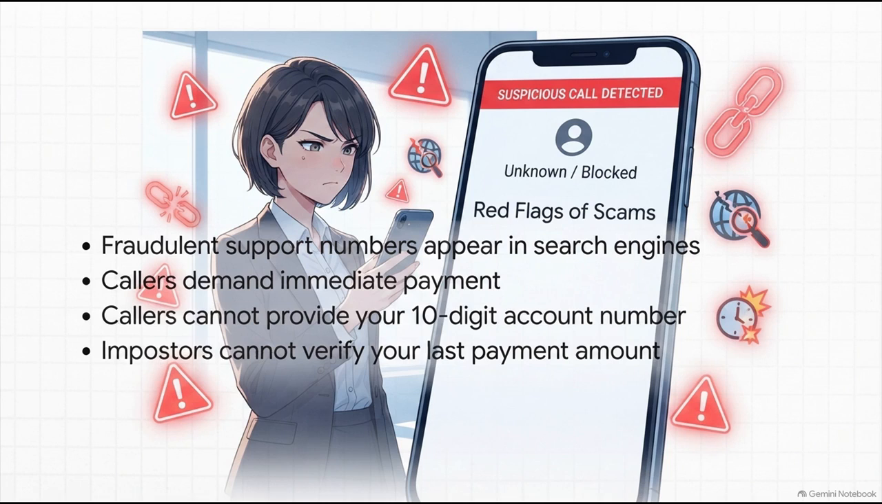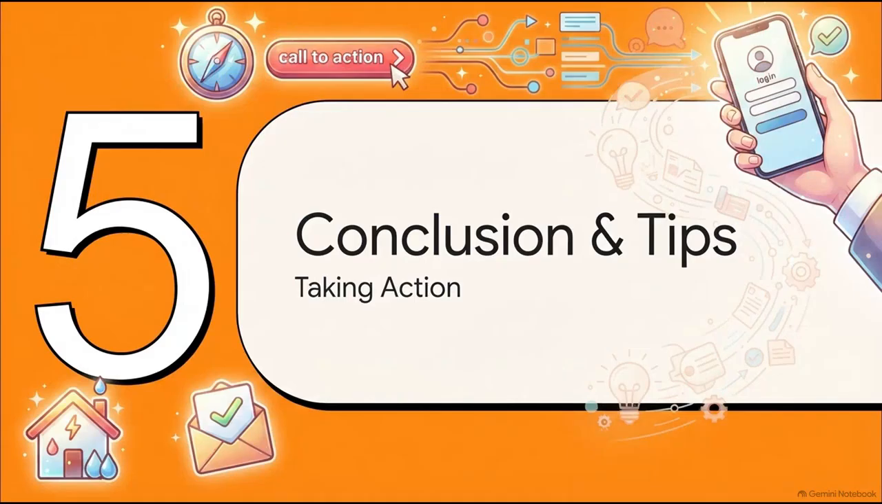scammers. Lately, scammers have been manipulating Google search results, so fake phone numbers pop up when you search for things like OGE bill pay. If you ever call one of these numbers, or if someone calls you out of the blue demanding immediate payment, put them to the test. Ask them for your exact 10-digit account number or the date and amount of your last payment. A real utility agent has all of that right in front of them. A scammer doesn't. If they can't recite those details, hang up immediately. It's a scam.